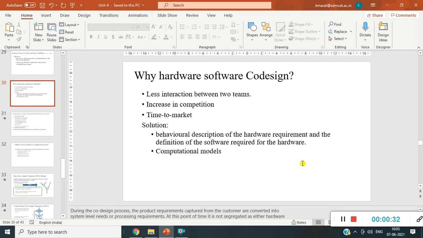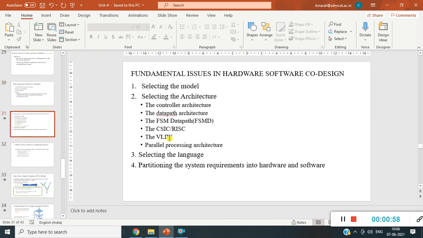We started with hardware software co-design and why it is required, and we got to know that there is a lack of interaction between the software engineer team and the hardware engineer team. In turn, the increase in market competition and time to market makes us go hand in hand, so we try to develop computation models.